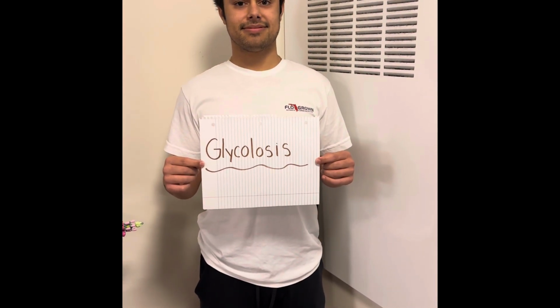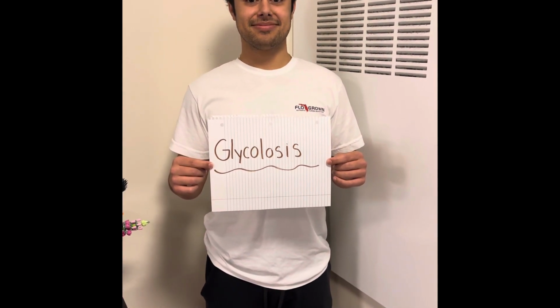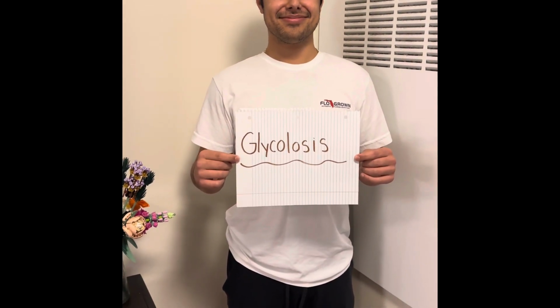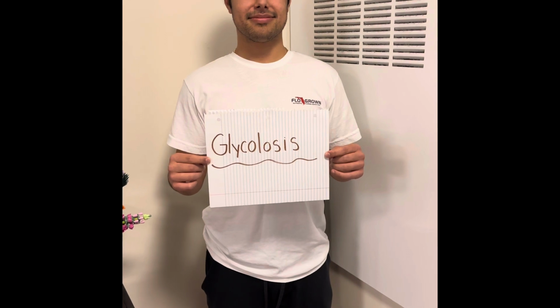In this video, we will be reviewing glycolysis and all the steps along with it, which is the process that breaks glucose down to produce energy, or ATP. Glycolysis occurs in the cytoplasm of the cell and is extremely important for cellular metabolism.